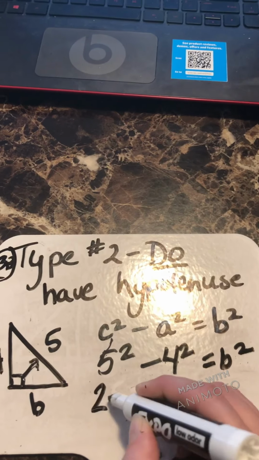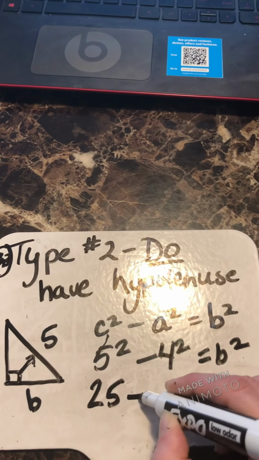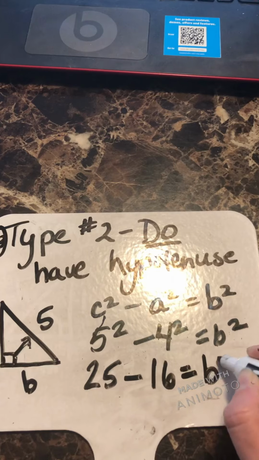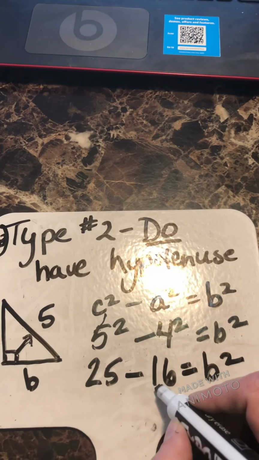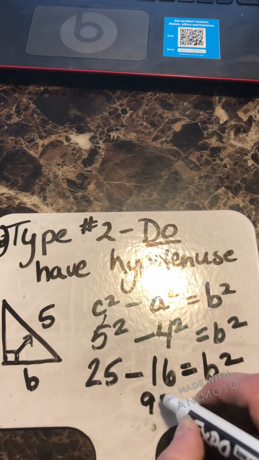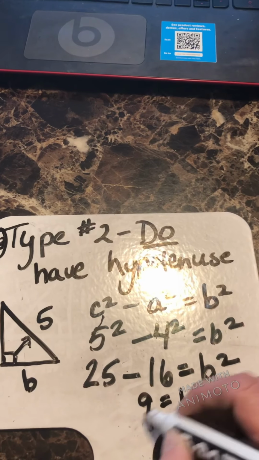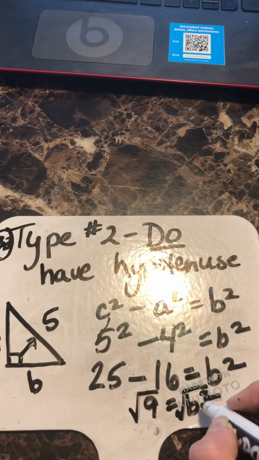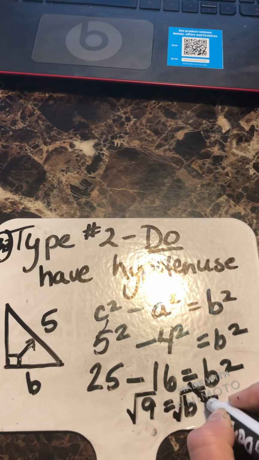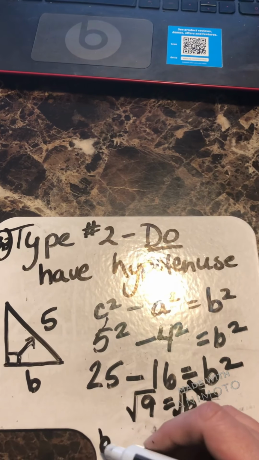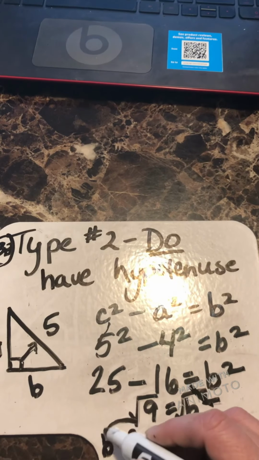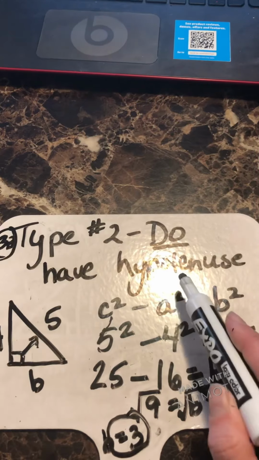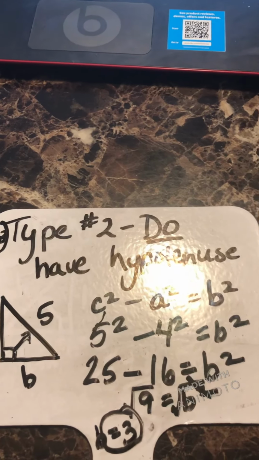5 squared is 25. Take away 4 squared, which is 16, which is equal to b squared. 25 take away 16 is 9, is equal to b squared. We square root both sides because we want to know what b is, not b squared. The square root gets rid of the square. We're left with b is equal to 3. That is what you do when you do have the hypotenuse.